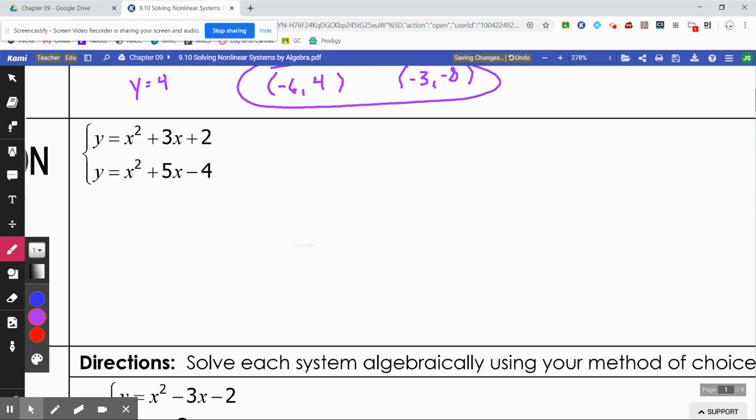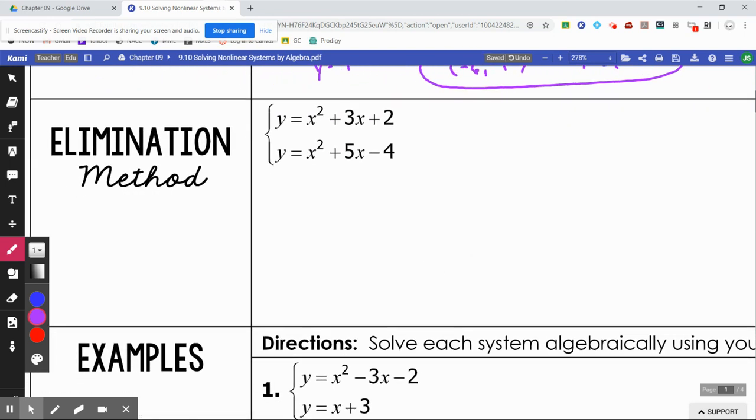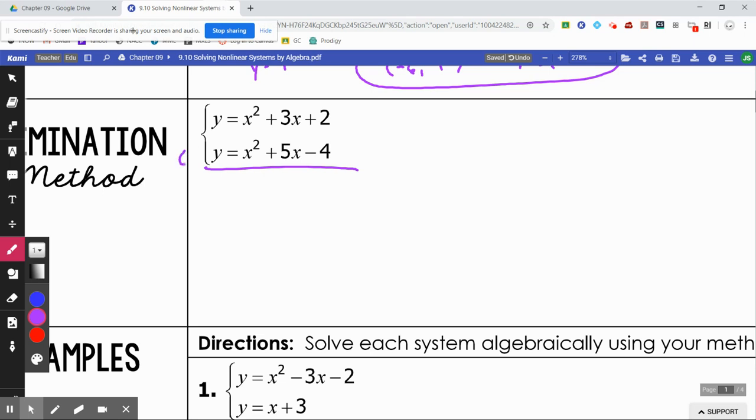Now, elimination does also work. You got to be a little bit careful, though, because elimination won't always work. But what you're going to do, you're going to line up all your like terms. Notice in this one, it's already lined up. Y's lined up with y's, x squareds with x squareds, x's with x's. And you're going to do the same thing. You're going to make sure equals are lined up with equals, and you're going to either add or subtract these two equations. In this case, we're going to subtract the 2 because when I do, y minus y would cancel.